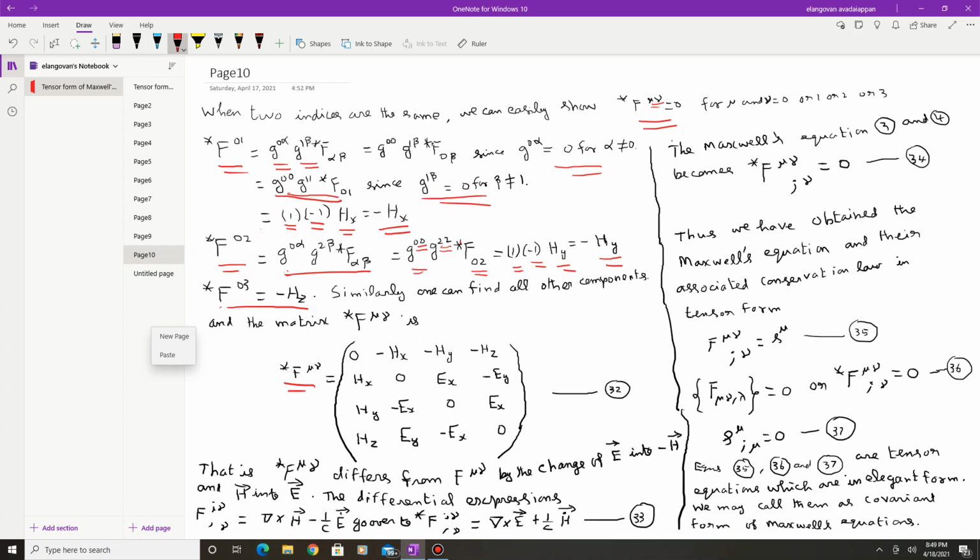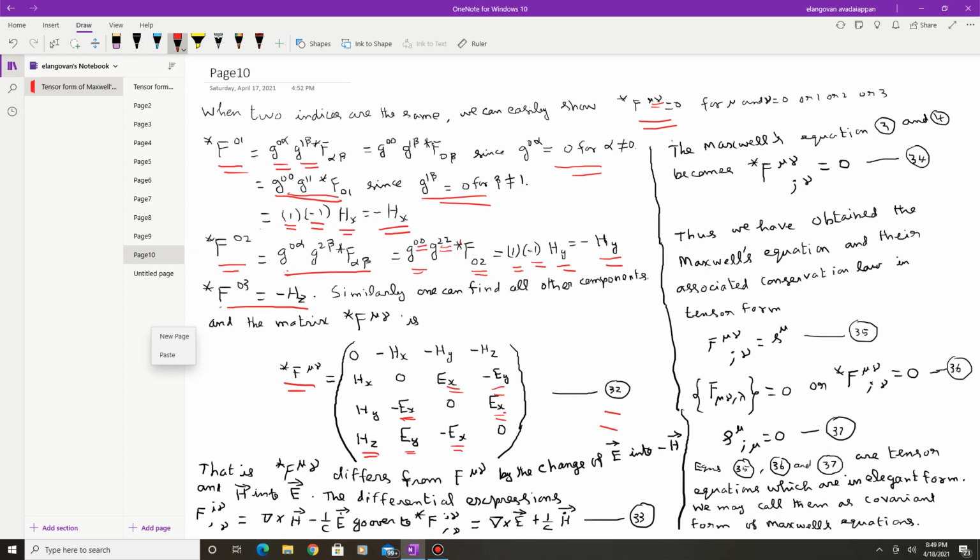Here this is Hx, Hy, plus Hx, plus Hy, plus Hz in the row. Here the diagonal elements are 0 because it is an anti-symmetric matrix, and this is Ex and this is minus Ey. This component is minus Ex and this is plus Ex. If it is plus Ex, this must be minus Ex. So these components can be evaluated and substituted with equation 32.